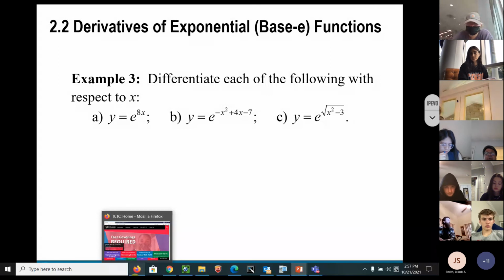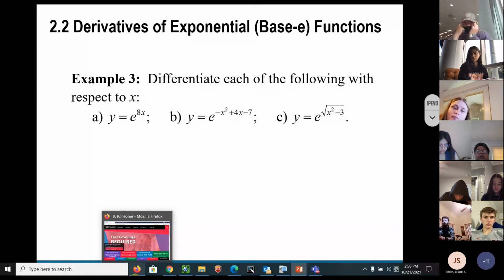These are different because now the superscript or the variable on e to the whatever is not an x anymore. So watch, you're going to be able to do these as long as you put that pink parenthesis around there to remember what to do. So y is equal to e to the 8x. Y is equal to e to the negative x squared plus 4x minus 7. And y is equal to e to the x squared minus 3 to the 1/2 power.